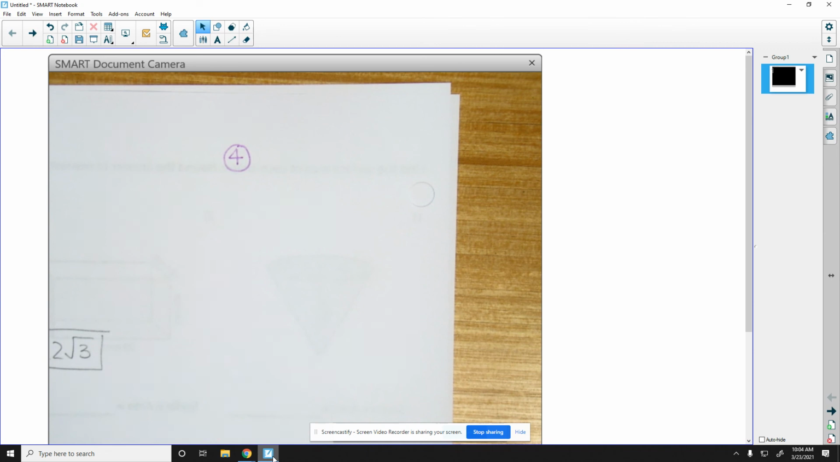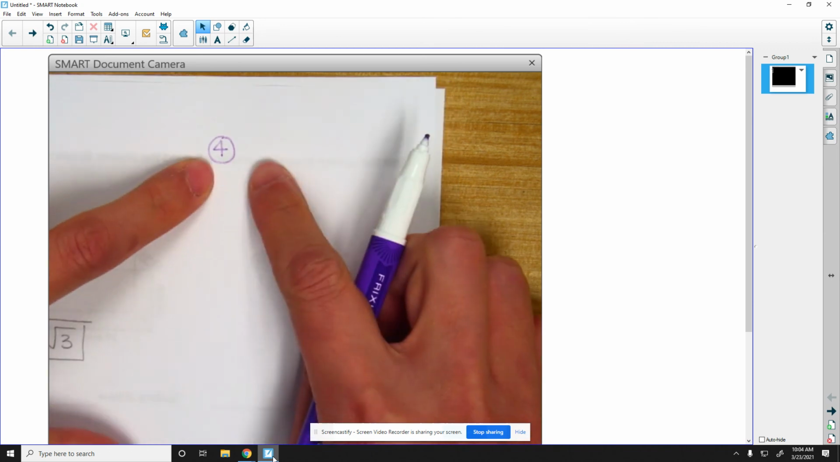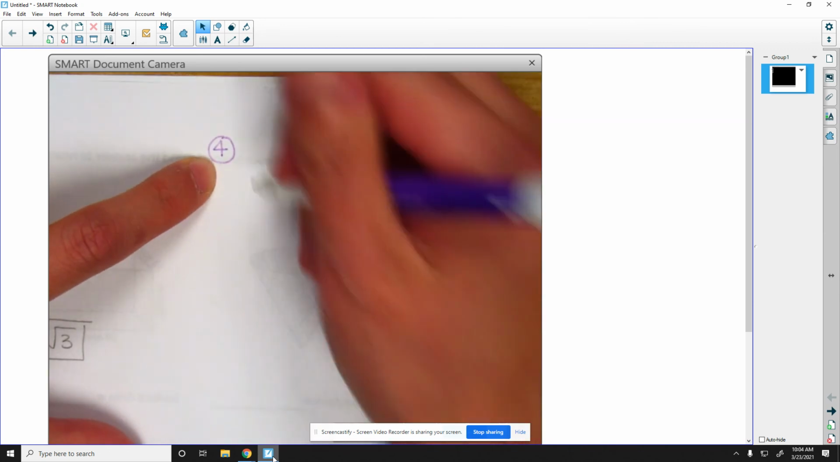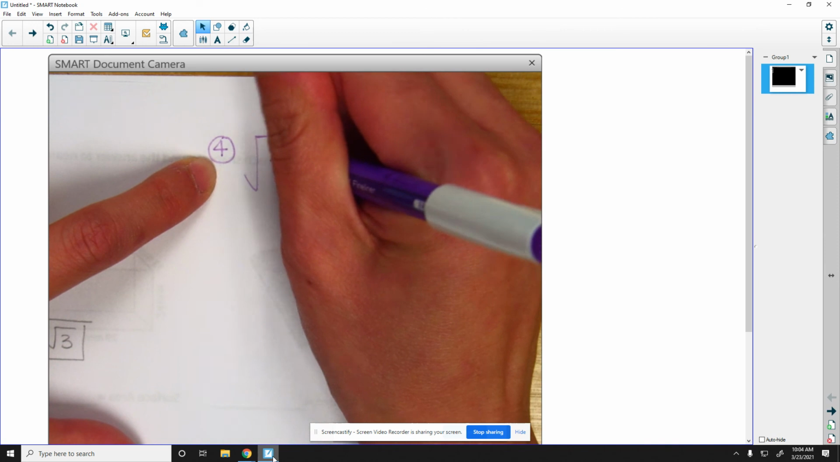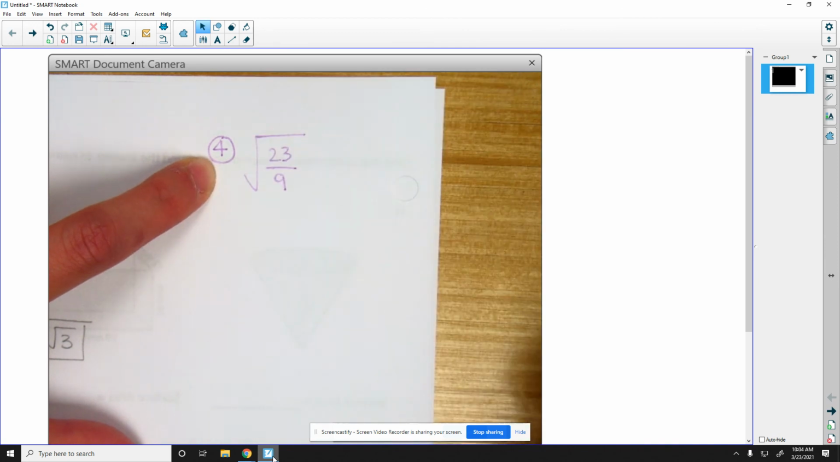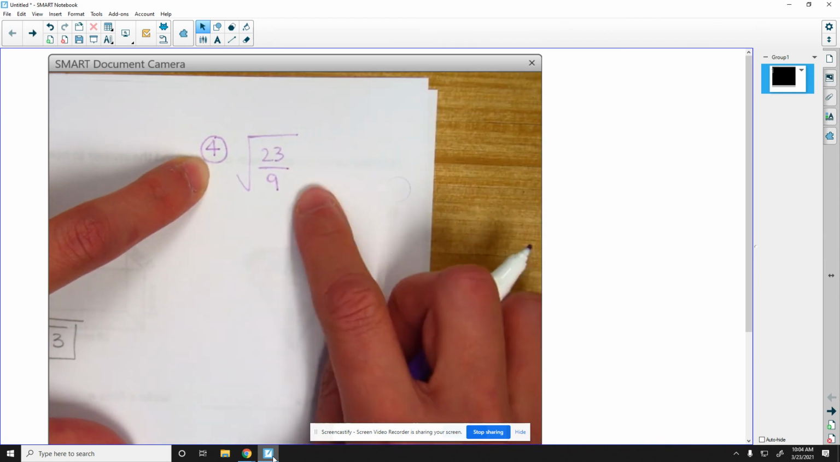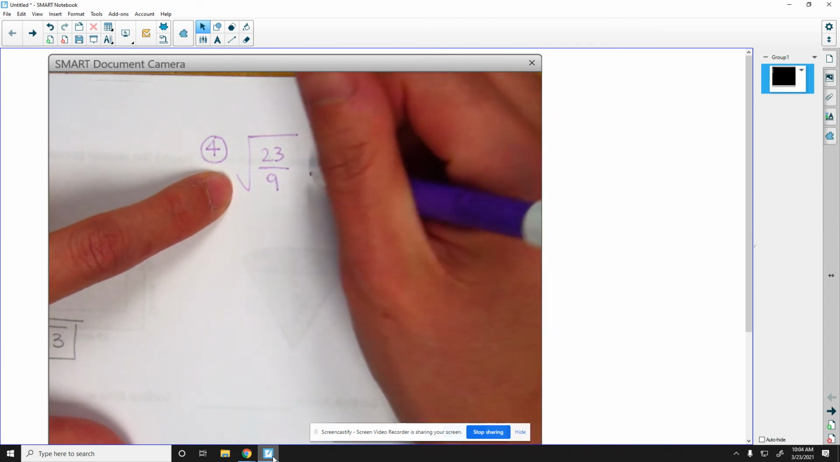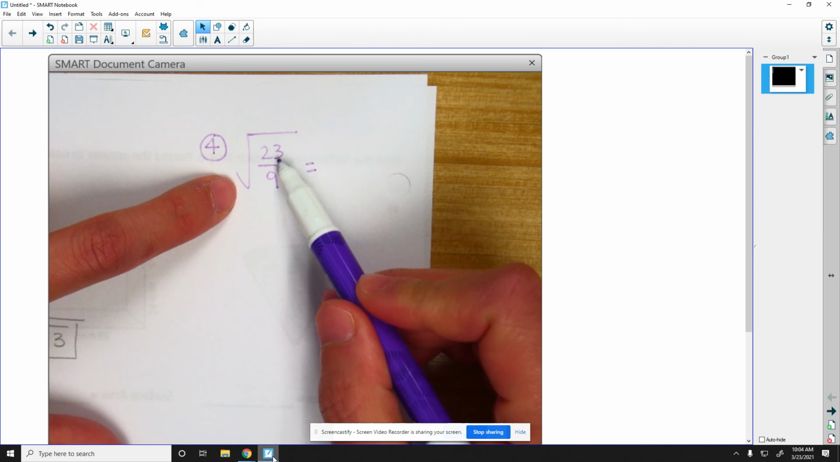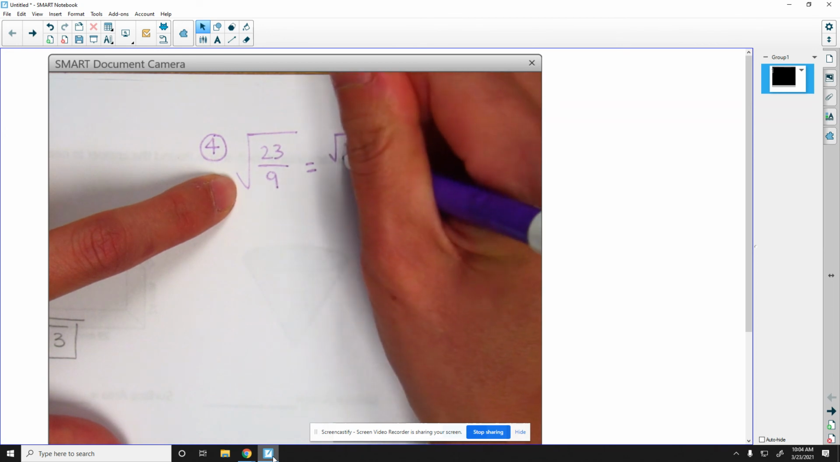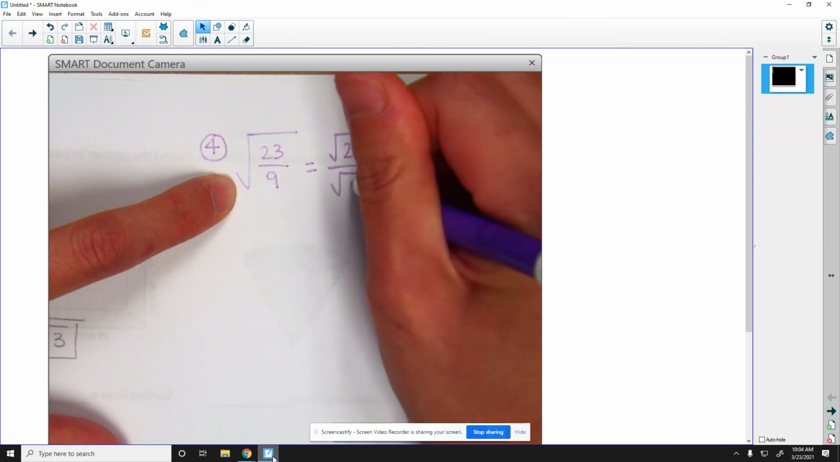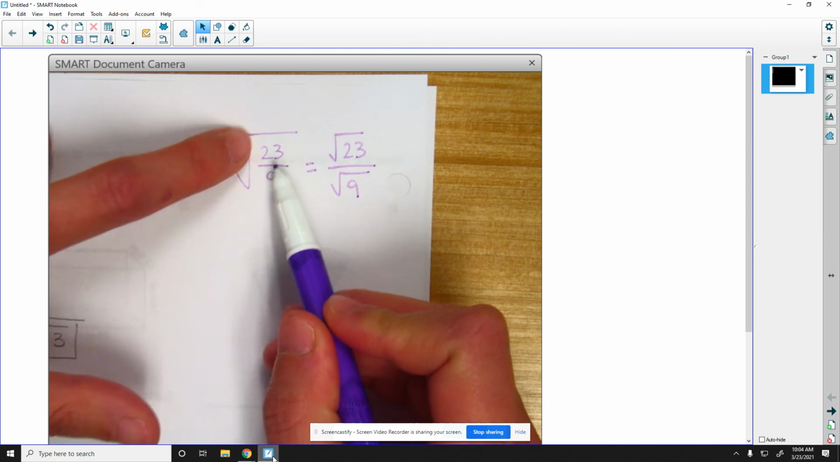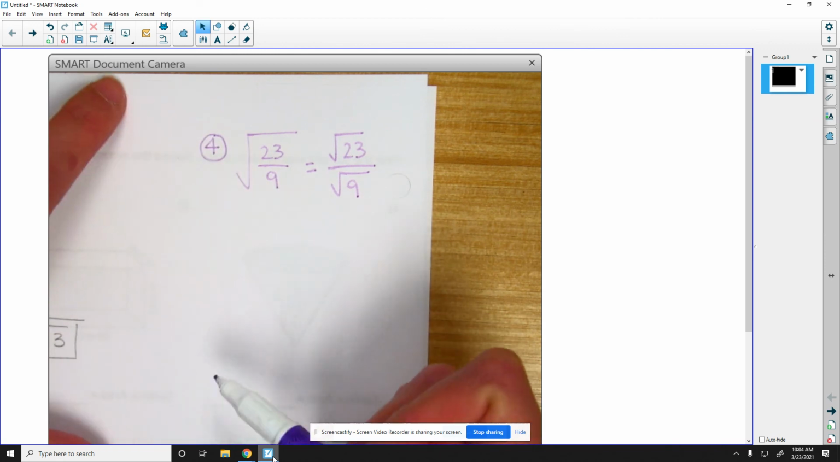So now this time, let's go ahead and do it when I have fractions. So let's say I have the square root of 23 over 9. Do you see how I have a fraction with the square root? So guys, when I do this, first thing I want to do is say, okay, this technically means what's the square root of 23 over what's the square root of 9? It's kind of like I'm distributing the square root to the top and the bottom.